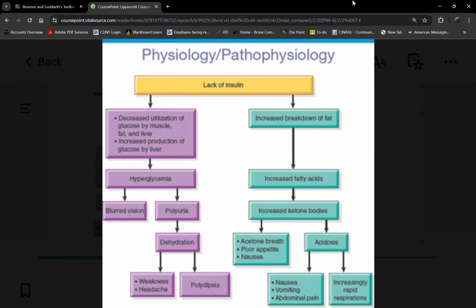So because there's only inadequate insulin, will you have ketosis? There's no ketosis in HHS. Okay, so since there's no ketosis, will there be a need for bicarbonate? Because there's no ketosis, will there be any acidosis? No. However, on the left side, will these be present? Yes.